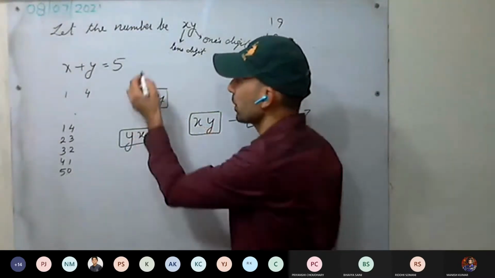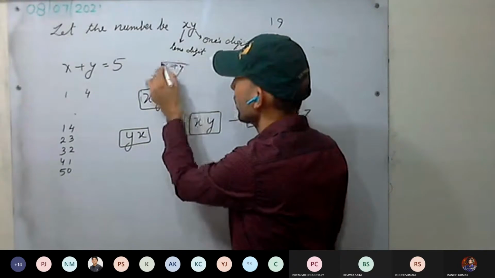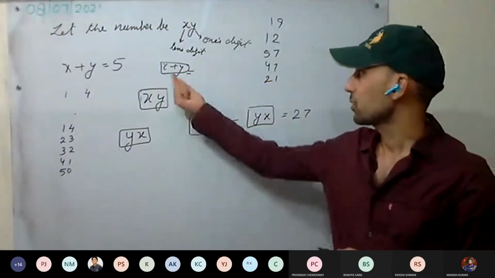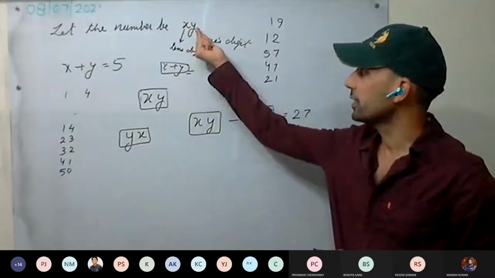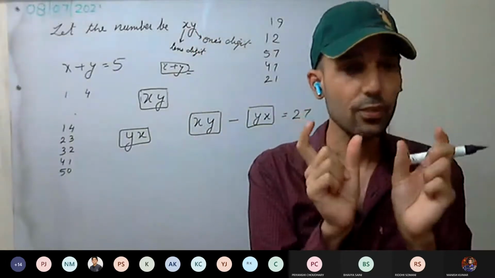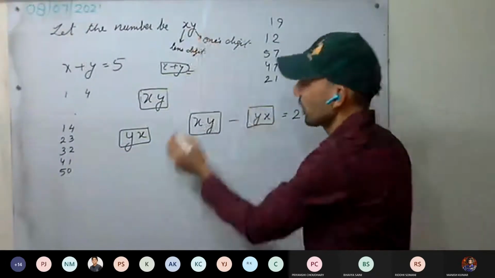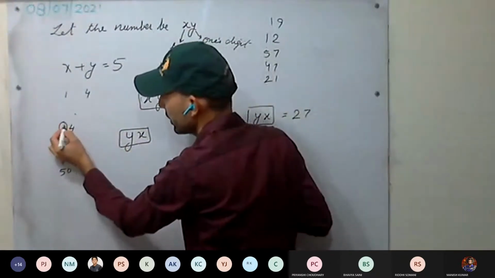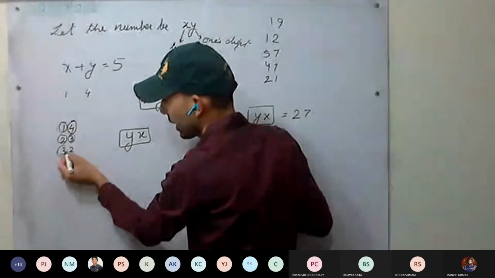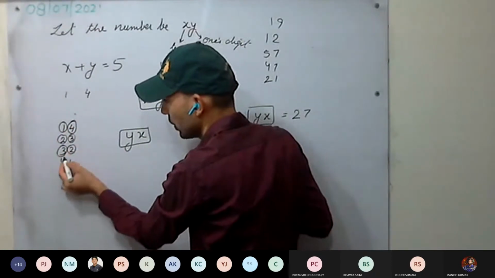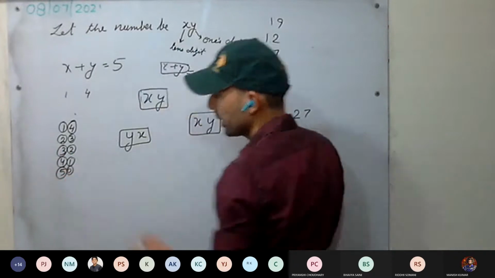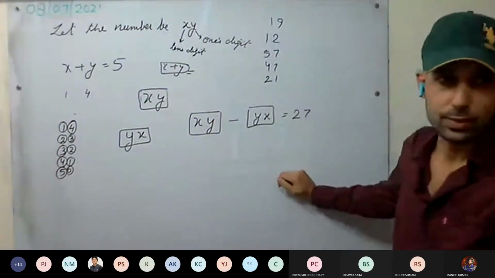Okay, now if you take x plus y as the number, what does it mean? Nothing. x and y are the digits of a number. So x can be 1, y can be 4; x can be 2, y can be 3; x can be 3, y can be 2; x can be 4, y can be 1; similarly x can be 5, and y can be 0.